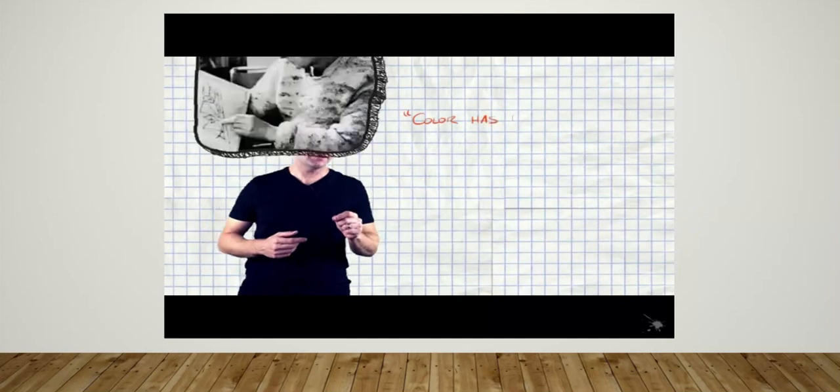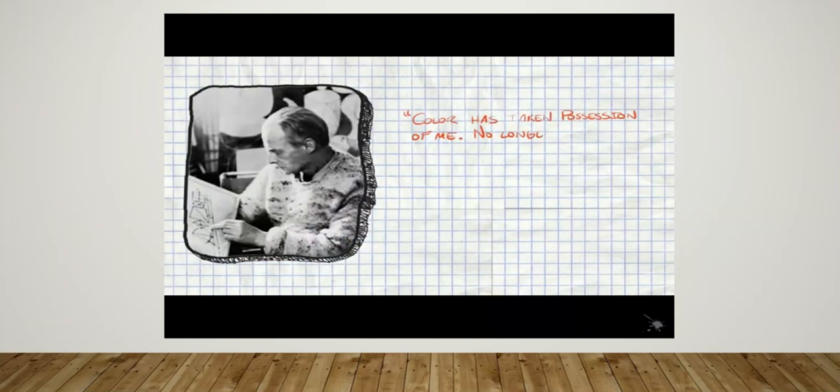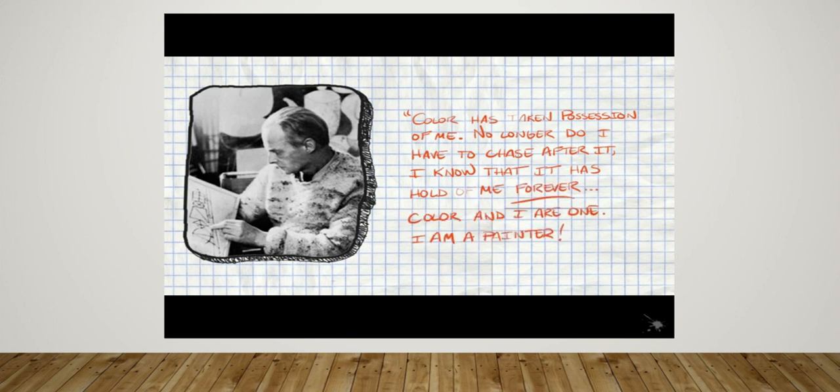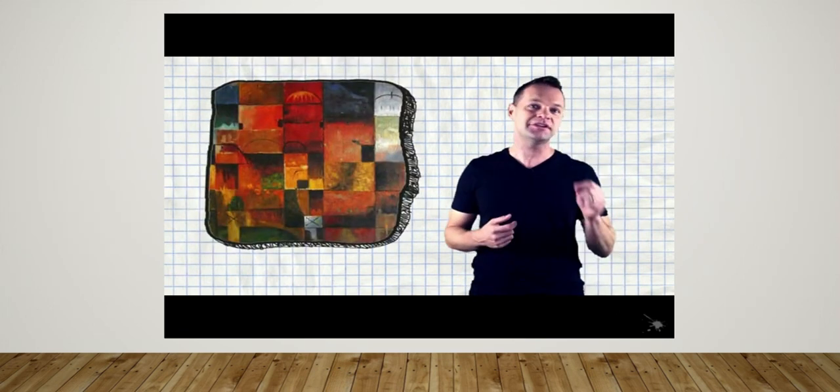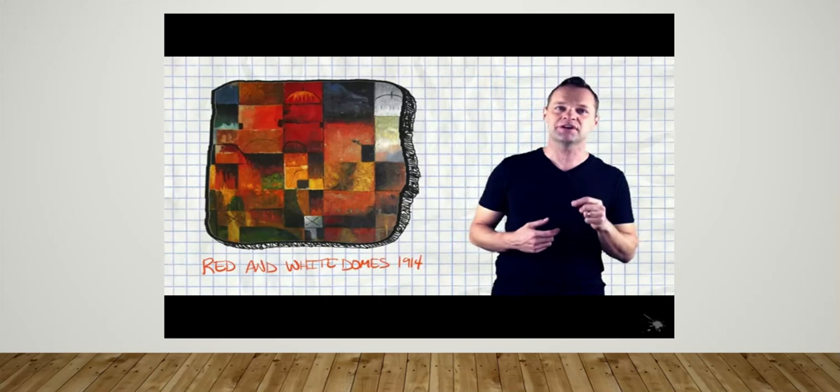Check out this quote from Klee. "Color has taken possession of me. No longer do I have to chase after it. I know that it has a hold of me forever. Color and I are one. I am a painter." This inspiration seems to have found its way into nearly all of his work, including this piece, Red and White Domes.